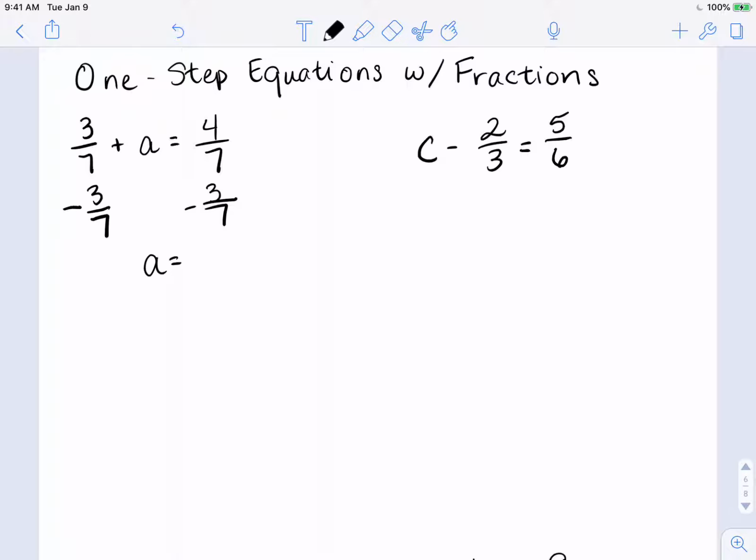To add or subtract fractions, you may remember from your Edpuzzles, you must have a common denominator. That means that the number on the bottom of both of them is the same. So they both have a common denominator of 7. Then you take your operation, addition or subtraction, in this case subtraction, and apply it to just the numerators. So you say 4 minus 3 is 1, and then your common denominator is 7. So your answer is a equals 1/7.